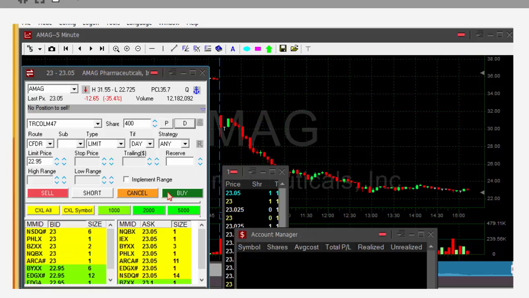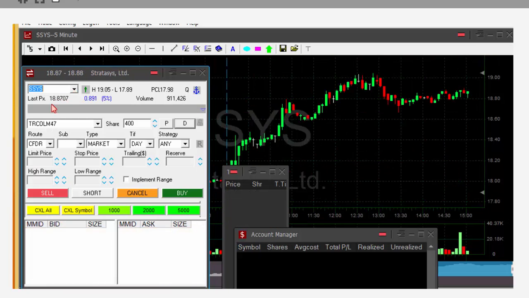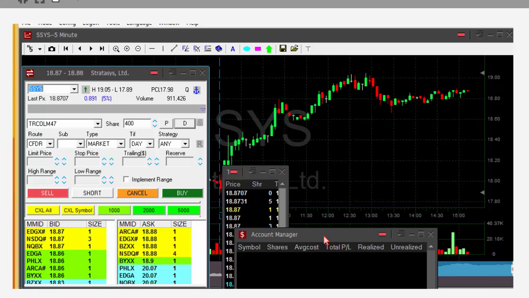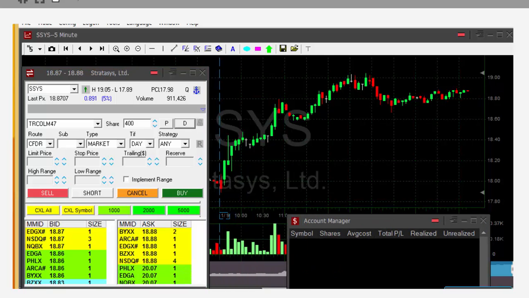Okay, so we were talking about the simplest orders really, which is buy, sell, limit, and market. But let's get a little bit more complicated here. Okay, let's say we buy right now. We buy SSYS at 18.88. Okay, click the buy button.